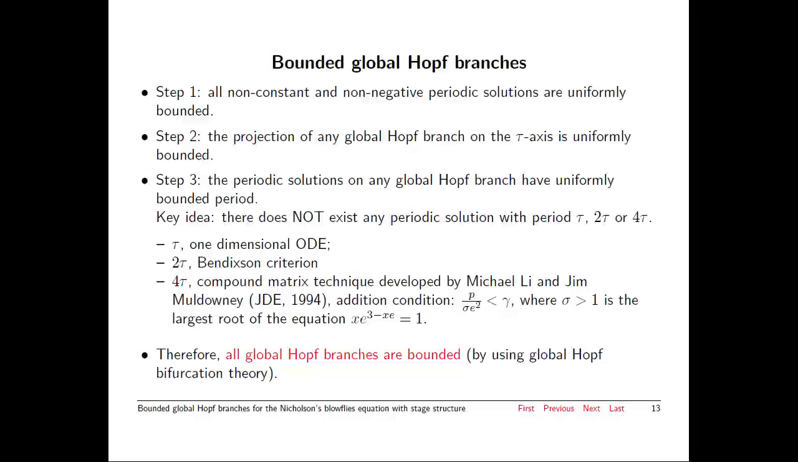But to exclude the 4 tau period periodic solutions, we should use the compound matrix and the general Bendixson criteria developed by Professor Michael Li and James Muldowney. And here we require an additional condition, this inequality, to preclude the 4 tau period periodic solutions. And after we finish these 3 steps, we obtain that all global Hopf branches are bounded.